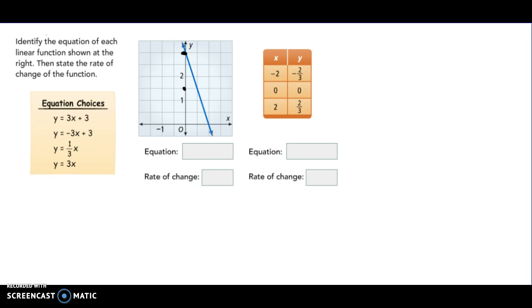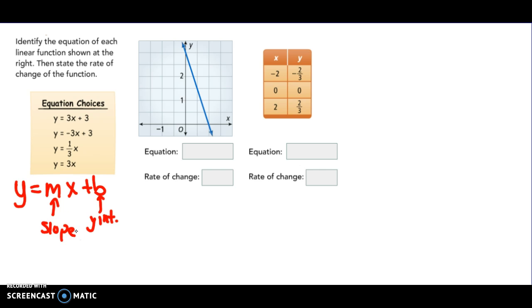Identify the equation of each linear function shown at the right. Then state the rate of change of the function. So first we're going to do the graph and then we'll do the table. Remember that off to the left here we have a bunch of choices that we could choose from to match our graph with our equation. So remember, we talked about in class, y equals mx plus b. B is your y-intercept, and m is your slope.